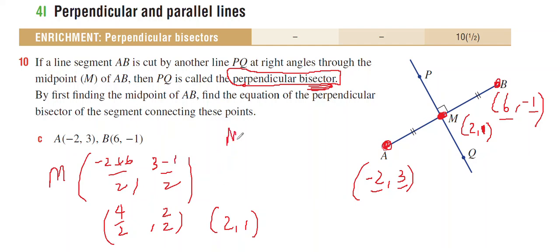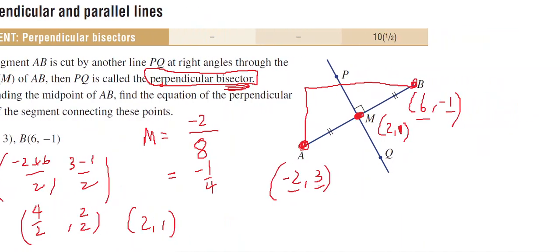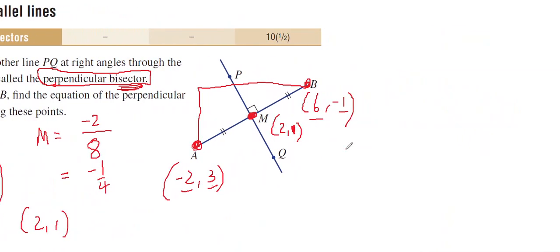I'd like to know the gradient of AB. So the gradient of AB will be rise over run. If I do my rise over run, I'm going from 3 to -1. Therefore, that's a rise of -2. I'm going from -2 to 6. Therefore, that's a run of 8, which gives me -1/4. So the gradient of the line AB is -1/4, and the midpoint is 2 and 1.